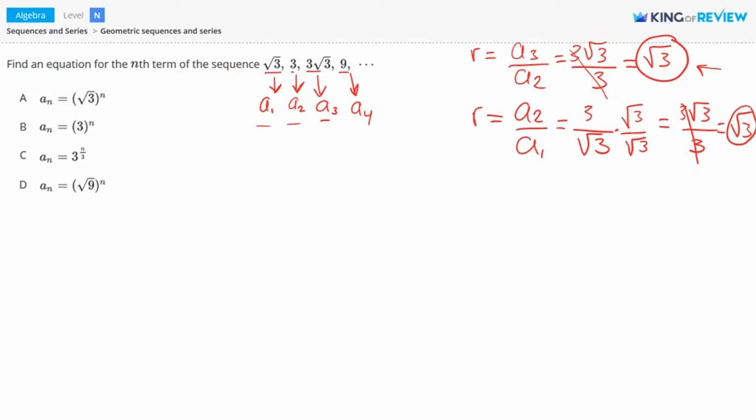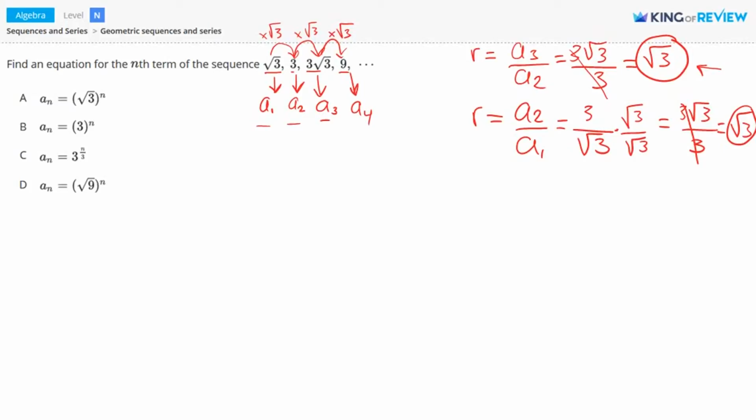So what does this mean? This means that in order to get from the first term to the second term, we must multiply by the square root of 3. And to get from the second term to the third term, we're going to multiply by the square root of 3. And this pattern continues. To get to the next term, you must multiply the previous term by the square root of 3. So now we've determined what the common ratio is.